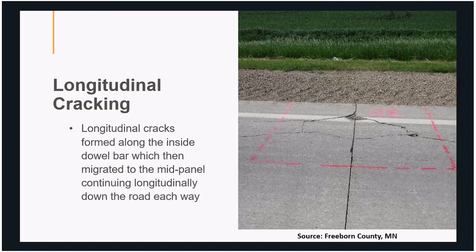Another project that we have seen had longitudinal cracks formed along the inside dowel bars, which then migrated to the mid panel and then continued longitudinally down the road each way. So 5 years after this project was constructed, the pressure generated from the summer expansion on areas where the dowel bar baskets were located was causing the concrete to break loose at the cracks, as shown in the picture here.